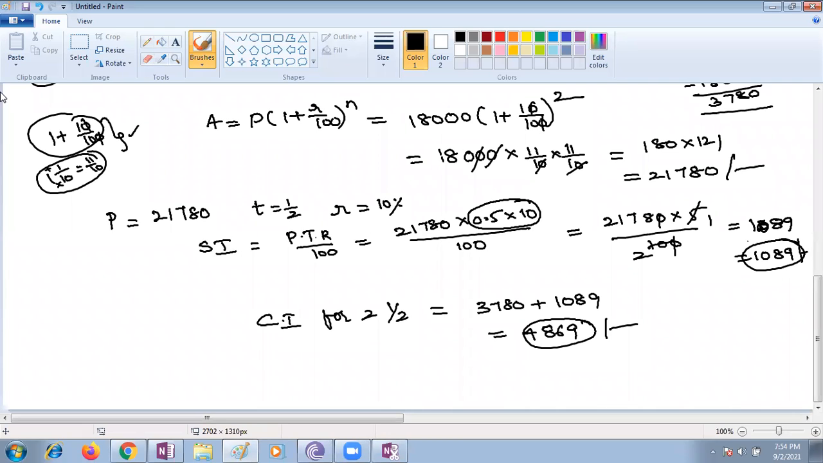What is the time period, Lalit? 3 years. We are using compounded half yearly, so what formula are you using? Ma'am, P into 1 plus R by 200, whole to the power 2n. Very good. R by 200 whole to the power? 2n, ma'am. Right, Abhinav.